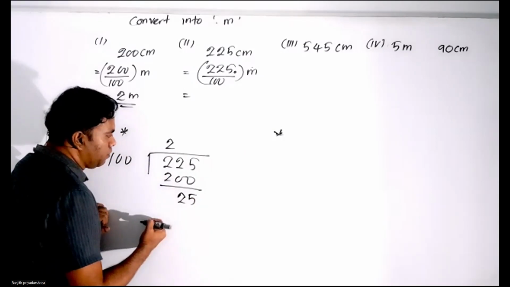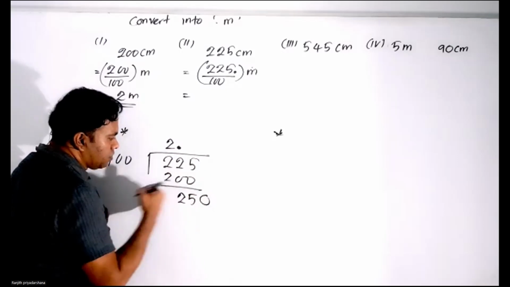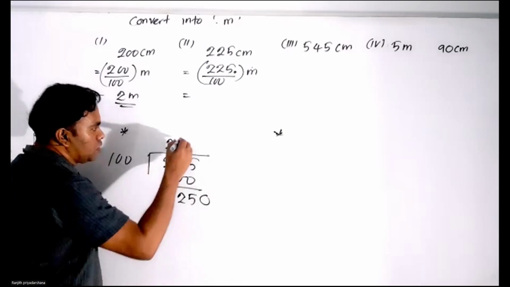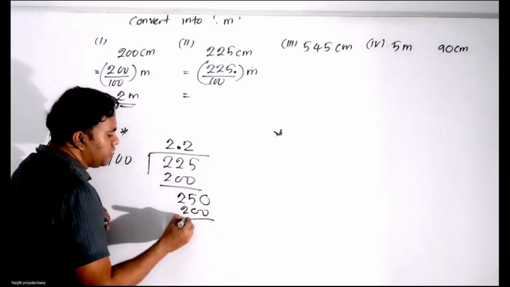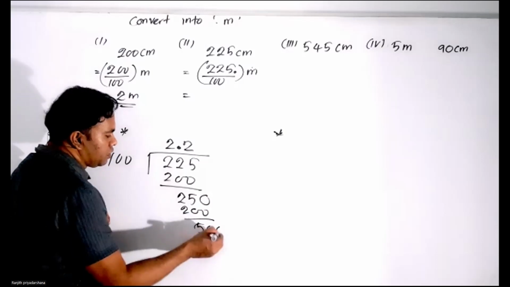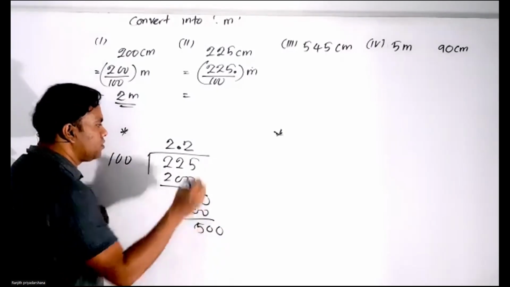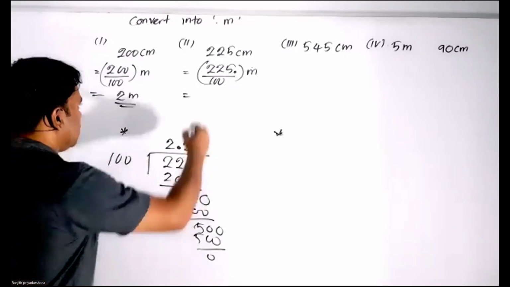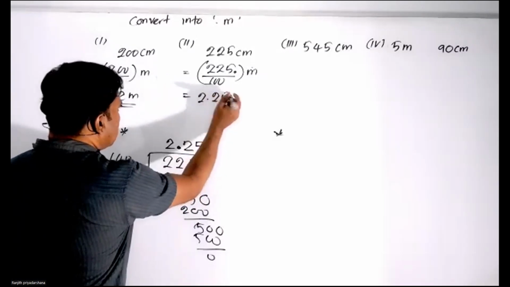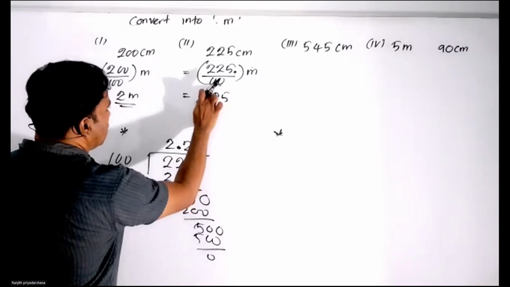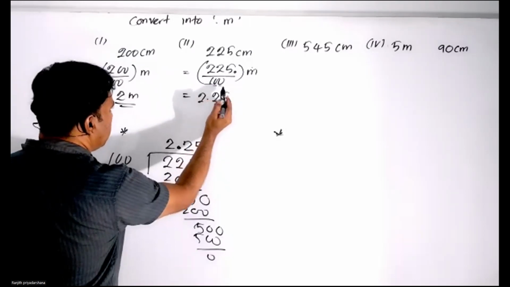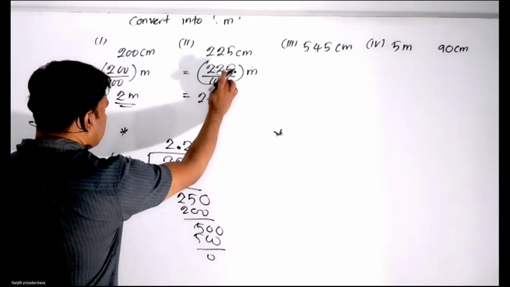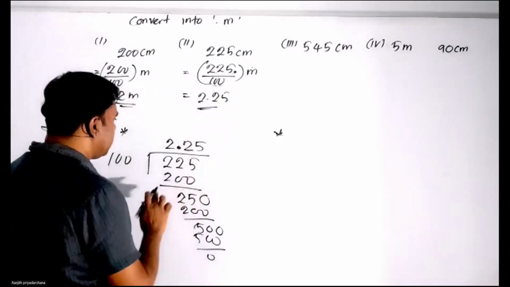What do you do now? Decimal point, and take 0. How many hundreds to 250? 2. That's 200. What's the remainder? 50. Take another 0. How many hundreds to 500? 5. Yes, that's 500 and the remainder is 0. Answer is 2.25. So what happens? Because that's 10 to the power 2, the decimal point comes to the left side by 2 steps. That has happened here.